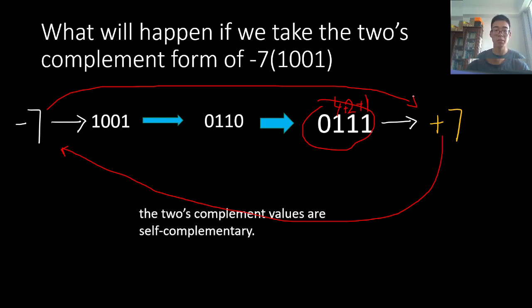This implies an interesting property here. The 2's complement values are self-complementary, which means that if you take the 2's complement of a positive number, you get its corresponding negative number. If you take the 2's complement of the corresponding negative number, you get its positive number. So for example, if we take the 2's complement of +7, we get -7. And if we do the same thing again, we will come back to +7. This property is called self-complementary. And this is one of the reasons why we use the 2's complement form rather than the sign and magnitude form.